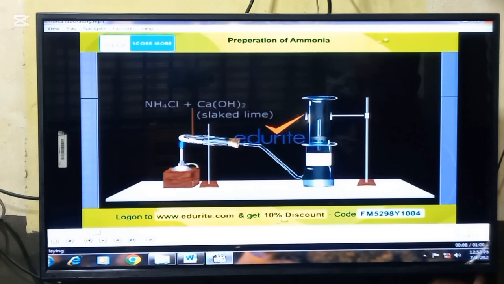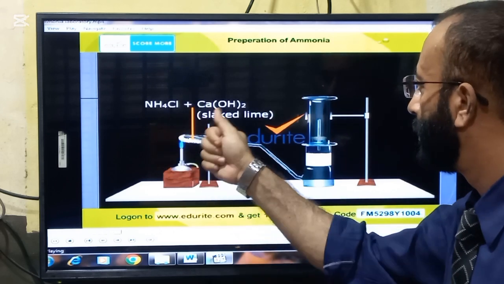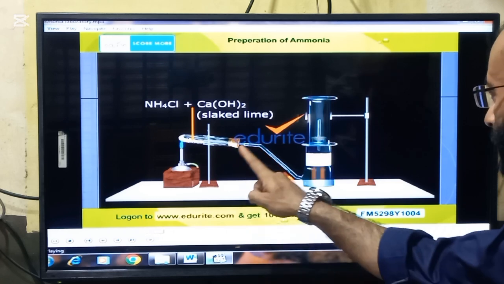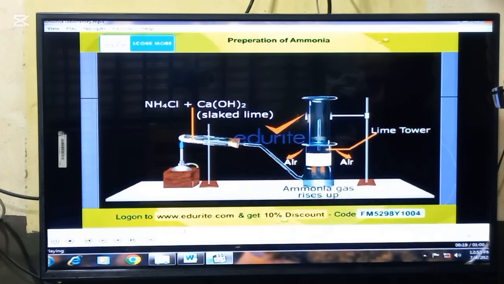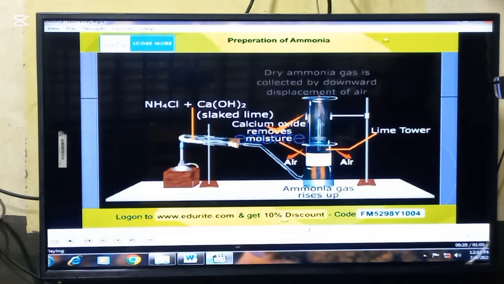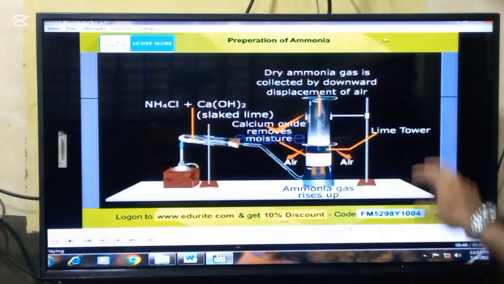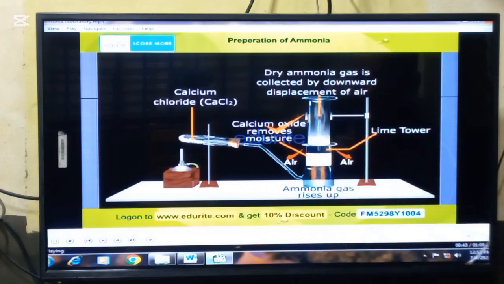A test tube containing a mixture of ammonium chloride and calcium hydroxide is heated. After some time, ammonia gas is evolved. The gas is passed through the lime tower, where the moisture is removed. Drying is necessary because water vapor is one of the products formed. Ammonia gas, being highly soluble in water, has to be dried quickly to prevent it from dissolving. Dry ammonia gas, being lighter than air, is collected in the inverted gas jar by the downward displacement of air. Calcium chloride is left behind in the test tube.